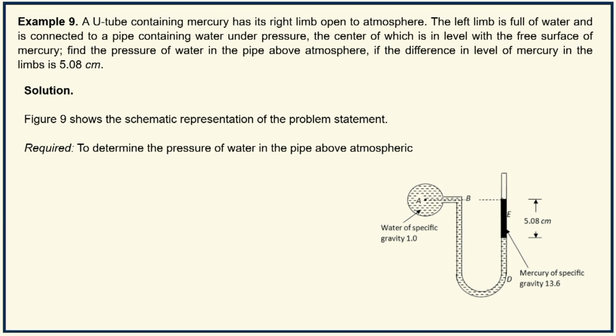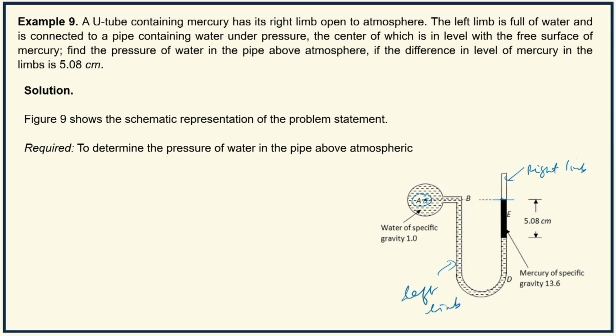Now example 9. So a U tube containing mercury has its right limb open to the atmosphere. This is the right limb, open to atmosphere. The left limb is full of water and is connected to a pipe containing water under pressure. The center of the pipe is marked as A, and is in level with the free surface of mercury. So the free surface of mercury is in the right limb. So the free surface of mercury is at the same level as that of the center line of the pipe.